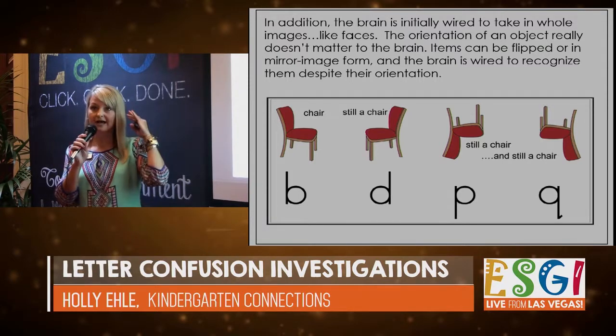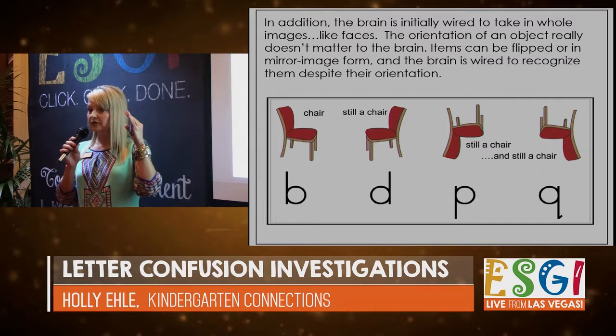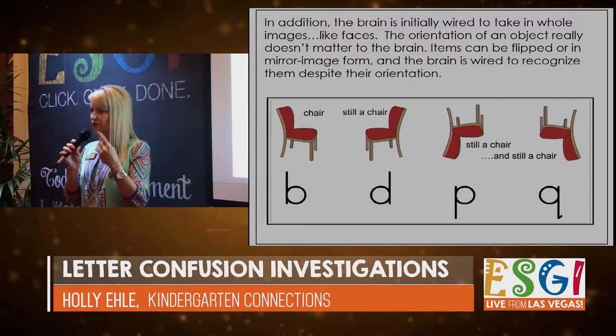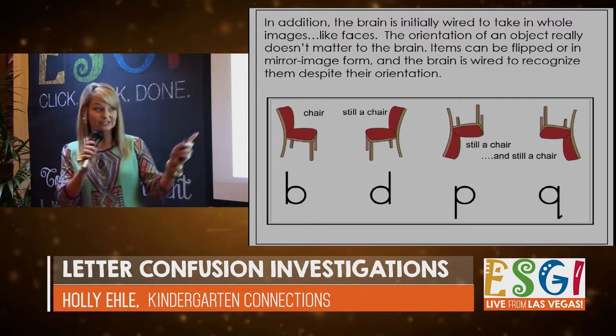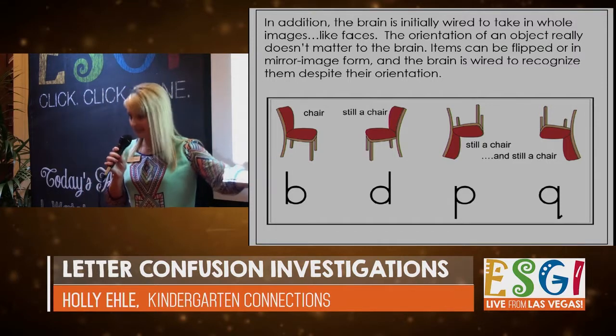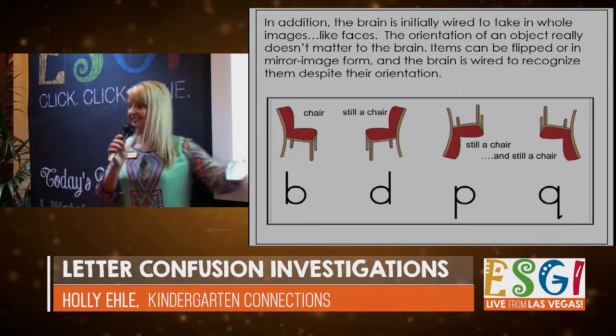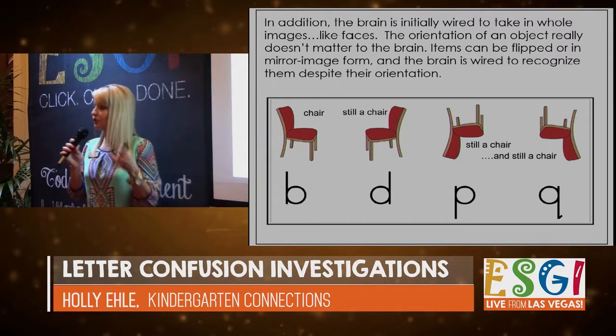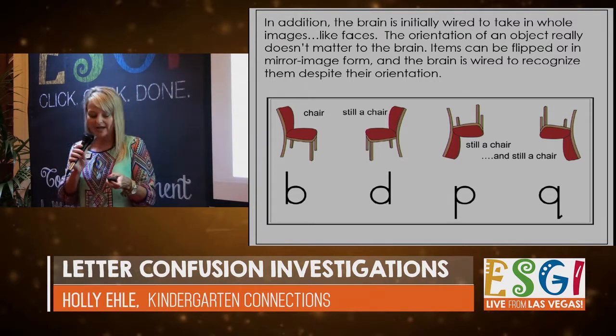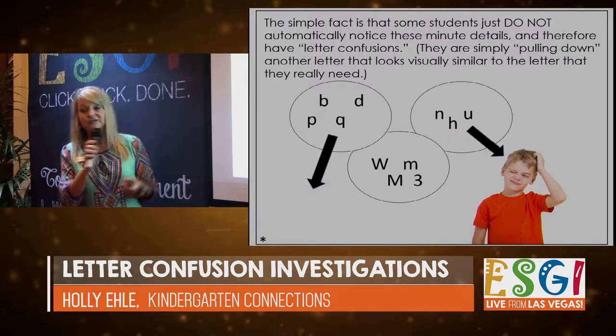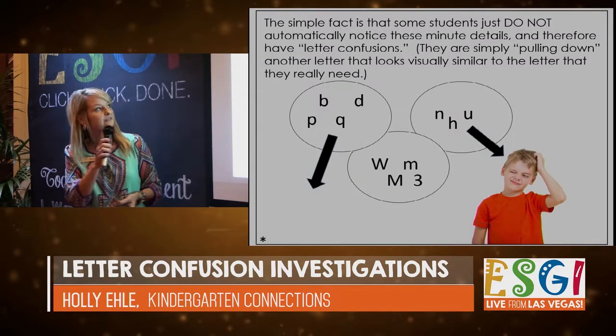It's actually wired so that you can see an item in any orientation and you still recognize it, which is great until we start to introduce letters to our kids, because a chair is a chair, but a b is not a b. So your brain is wired this way, and confusions are actually a natural process for kids.